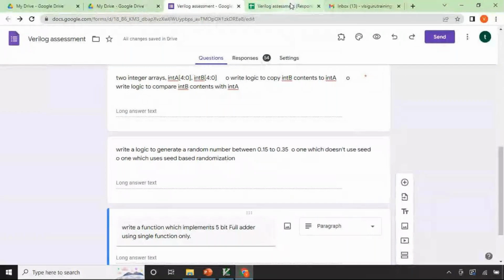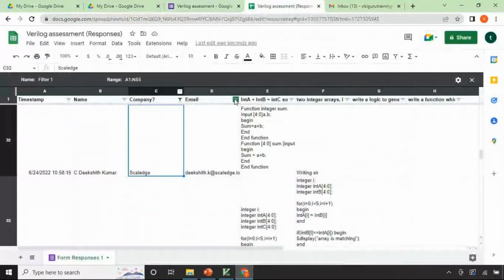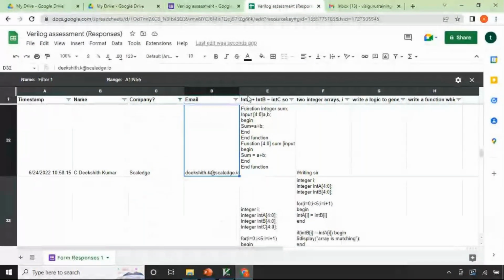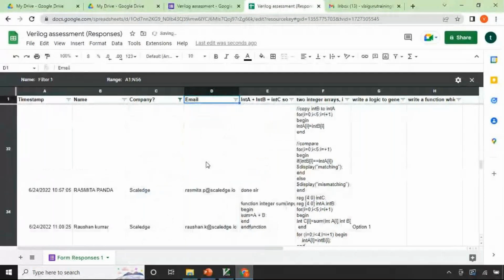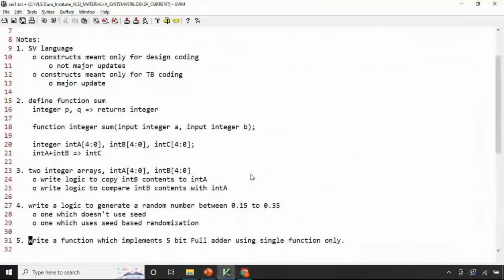I'll just filter out the email IDs. I have the duplicates, which I can remove, right? So please do that, everyone.